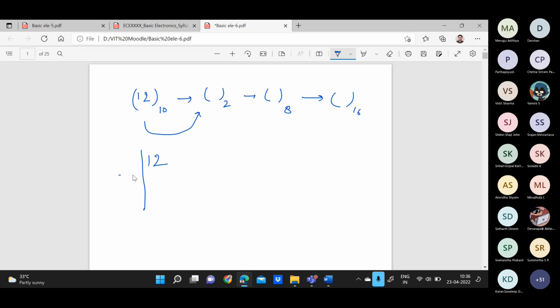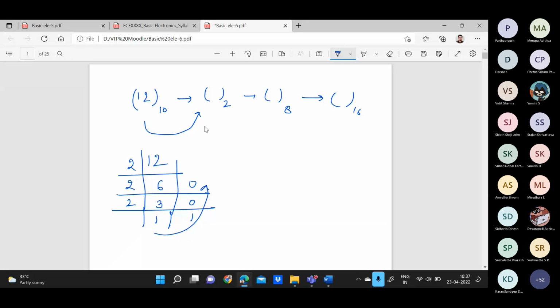12, you need to divide it by what value? 2. So what will be the answer? 2, sir. It will go 6 times, and the remainder will be 0. Then again you divide it by 2. The number you will get is 3, and the remainder is 0. Again you divide it by 2. It will go 1 time, and the remainder is 1. So the answer is 1, 1, 0, 0.